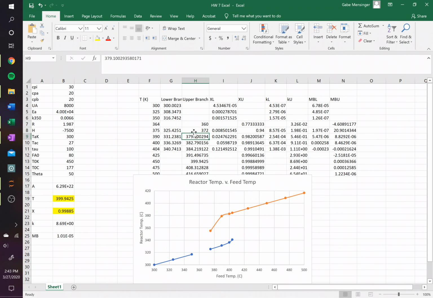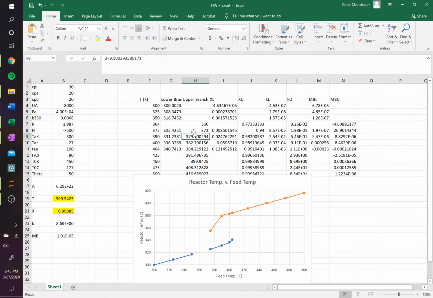We found that at 400 degrees inlet on the upper branch, we had 382.79 degrees. So if we're going to want to decrease a little bit, at 375, we find we're at 372. That's a 25 degree difference. So we will probably be a little closer to 382.